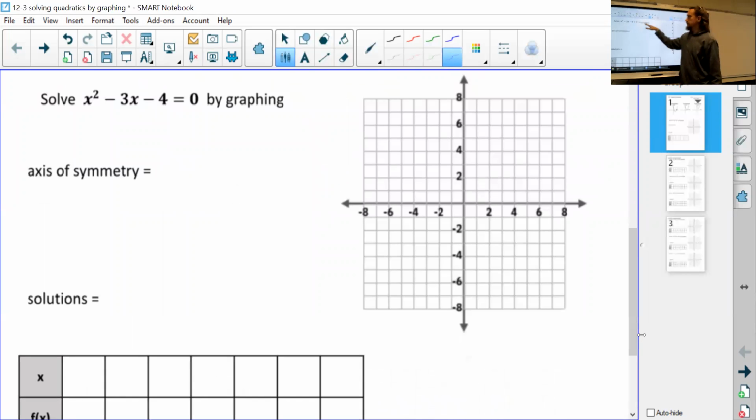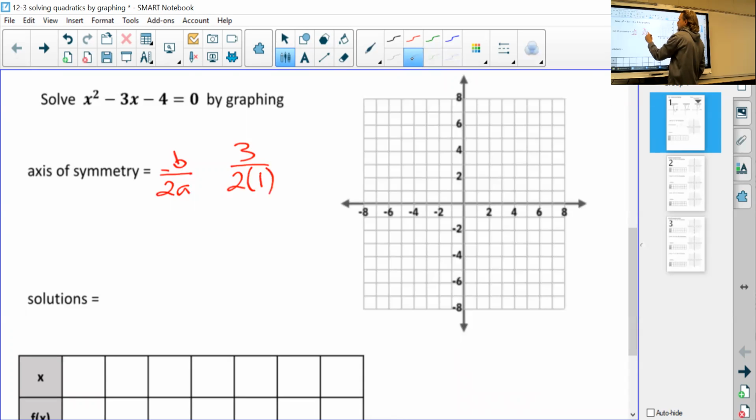So it gives us our function, or an equation. It's not a function anymore. We want to graph it out and determine where the solutions are. So we start off the same way we did yesterday. The axis of symmetry we know is negative b over 2a. If I substitute my values in, I have negative negative 3, which is positive 3, over 2 times 1. So 2 times 1 is 2, and 3 divided by 2 is 1.5, which is kind of a bummer. But we can say x equals 1.5. So there's our axis of symmetry between 1 and 2 here.